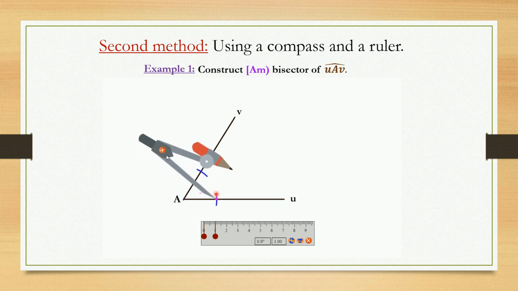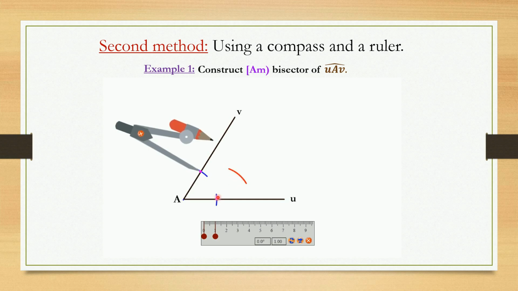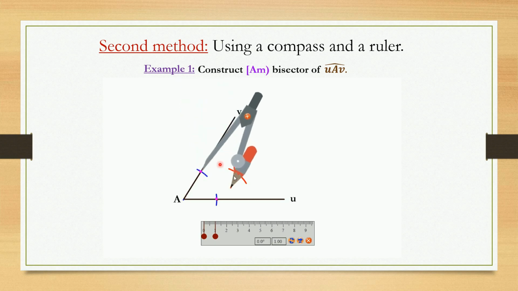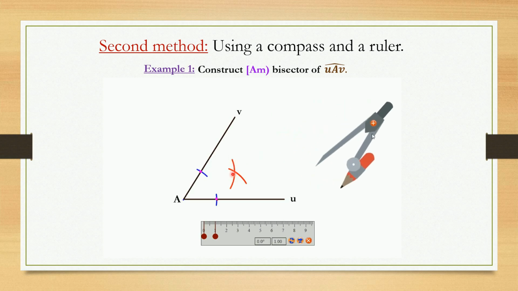We have these 2 points of intersection of these 2 arcs with AU and AV. Now I put my needle on this first point of intersection of the arc and AU. Then I draw an arc somewhere here, because the bisector will pass somewhere here when I draw it. I draw an arc in this area with this point as center. Then I put the needle on the second point of intersection of the arc and AV, and I keep the same radius. Then I draw the second arc.